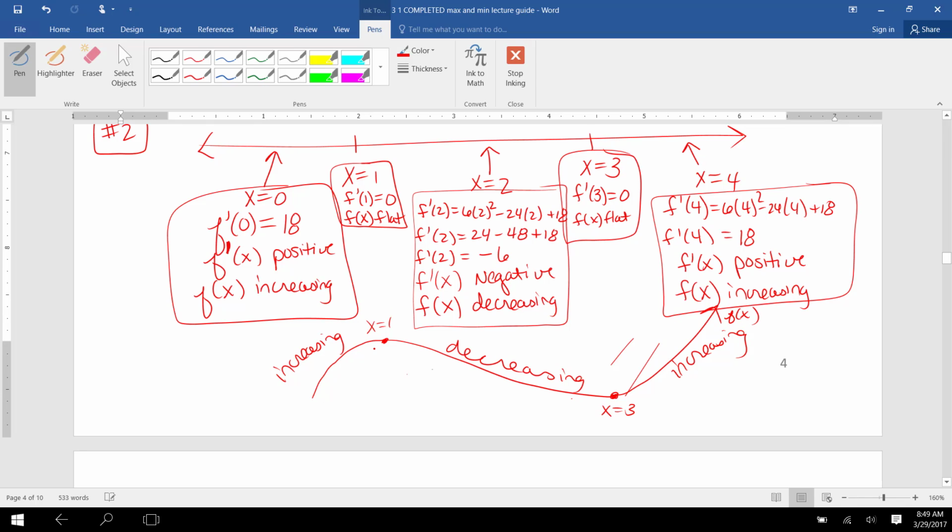So x equals 1 is a local max. X equals 3 is a local min. We came to that conclusion because at x equals 1, there's a critical point, and the derivative changed sign from being positive to negative. X equals 3 is a critical point, and at that critical point, the derivative changed sign from being negative to positive.